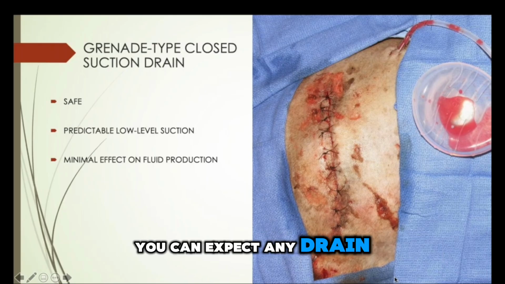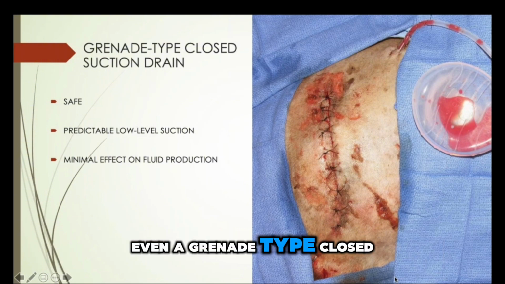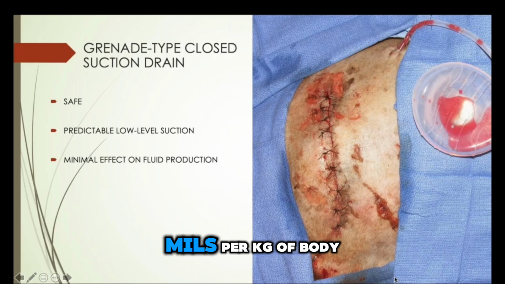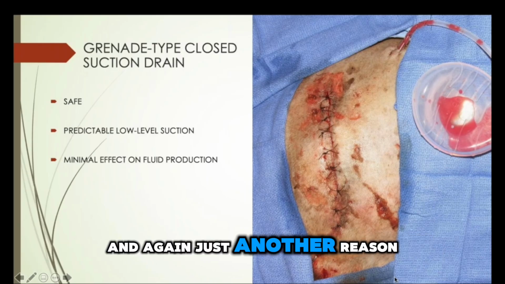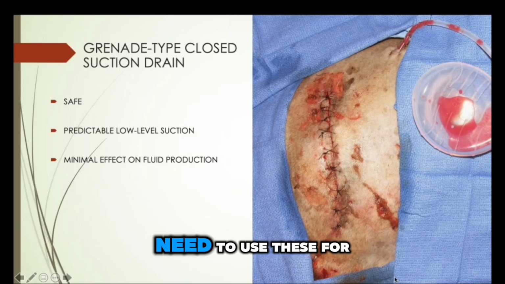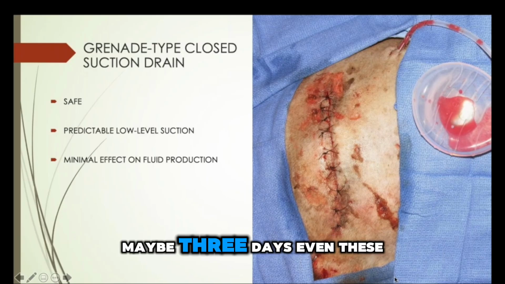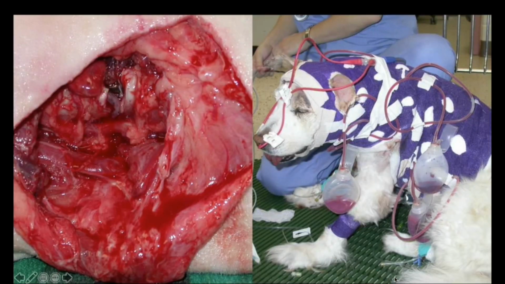You can expect any drain, even a grenade type closed suction silastic tubing drain, to produce 1 to 2 mils per kg of body fluid in a 24-hour period. So it's never going to reach zero. And if it reaches zero, your drain's probably plugged anyway. And again, just another reason why we really don't need to use these for more than 2, maybe 3 days, even these closed suction drains.